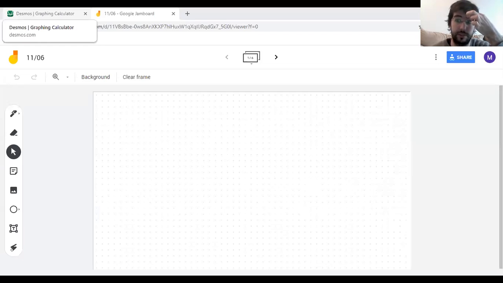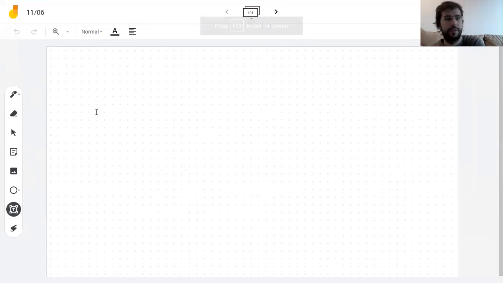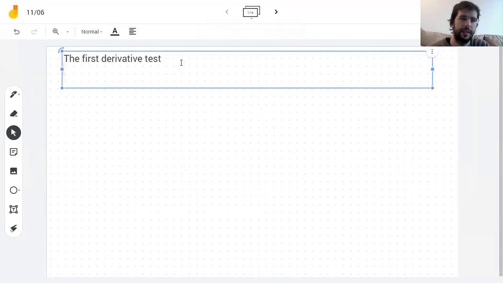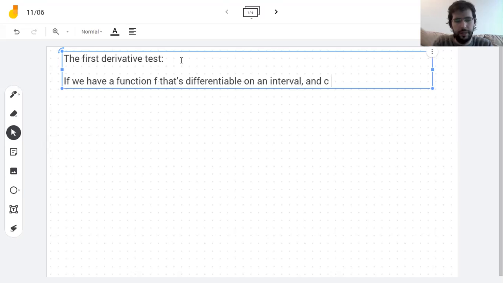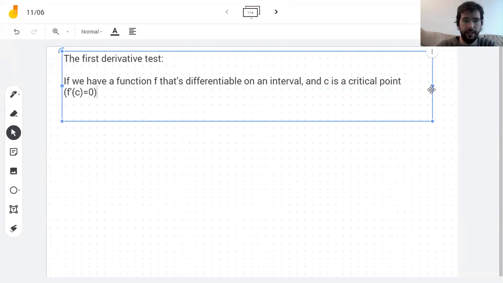Yesterday we learned a ton of stuff. Like the first derivative test, for example, was one of the important things we learned. Let me remind you what it said. It said that if we have a differentiable function on an interval, and C is a critical point, which, since it's differentiable, would mean either that it's not differentiable there, or that the derivative is zero, but it's differentiable, so the derivative must be zero.